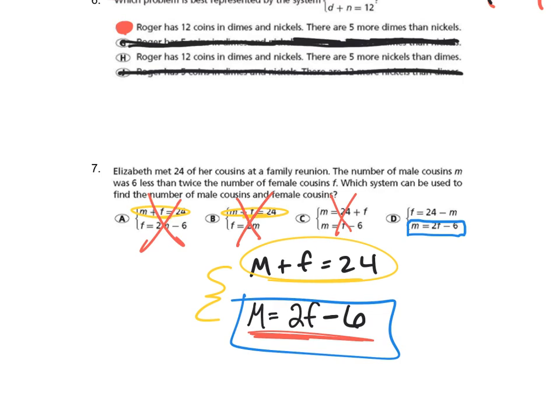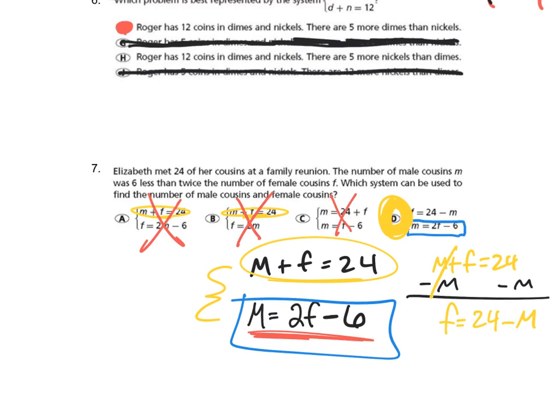Now, here's the part that's tricky. Does it have the top equation? No. You say no. Oh, yeah, it does. It kind of does. It's just moved around. Instead of being M plus F equals 24, they've got F by itself. So if I had M plus F equals 24, and I wanted to get F by itself, I would have to subtract M. And notice, I would get F is equal to 24 minus M. So the correct answer is D.